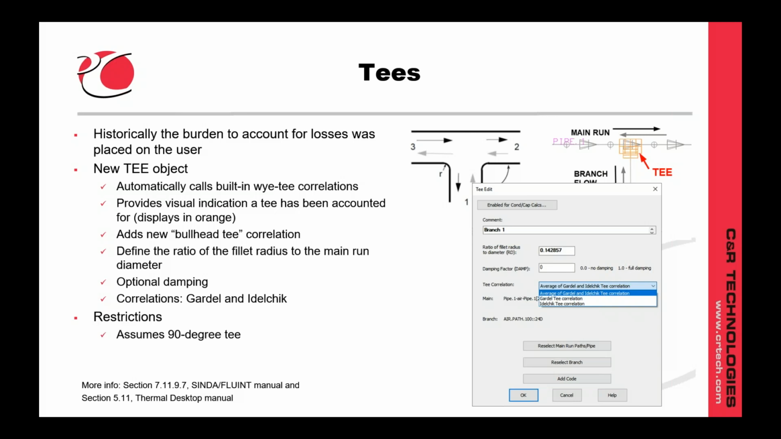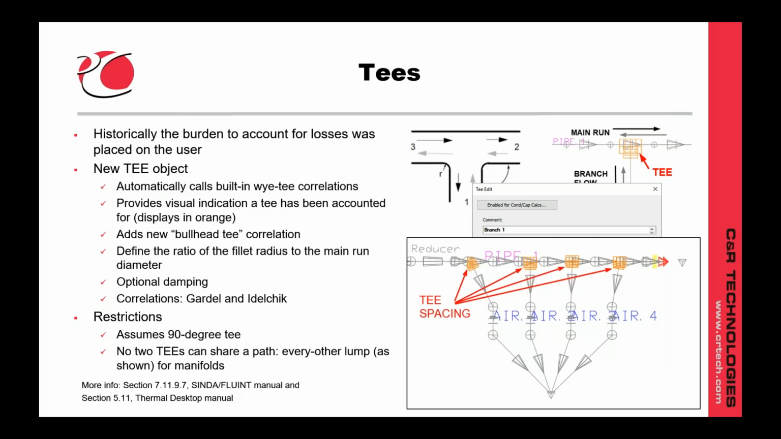There are a couple of restrictions to keep in mind when using Ts. First, they are only applicable to 90-degree branches. And second, no 2 Ts can share a path. So you may need to adjust the resolution of your network to space them out such that the Ts are placed on every other lump, as shown here. Note that when placed on a pipe, T locations do not necessarily match your lump locations, and in such cases, the T will connect to the closest lump.